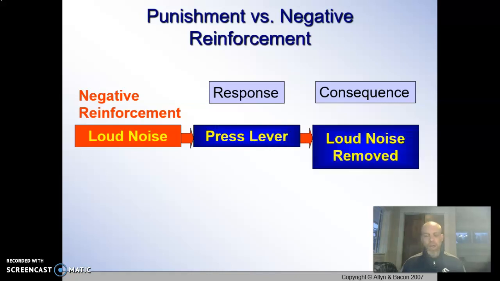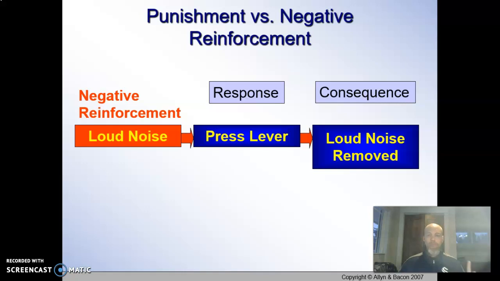Let's say I've got a monkey in a box, and I want the monkey to learn to press the lever. So what do I do? I have a really loud noise going, and the monkey's kind of upset and doesn't know what to do, and he sees this lever over there, and he finally hits the lever, and the noise goes off. Okay, negative reinforcement. I've taken away the loud noise in order to increase the behavior of pressing the lever.